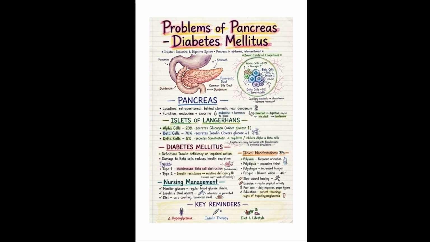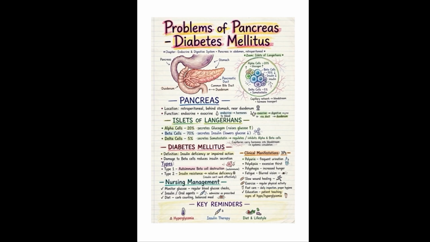Type 2 diabetes mellitus. This is due to insulin resistance. That means insulin is present in the body, but the body cells cannot use it properly. It is most commonly seen in adults, especially those who are overweight. Type 2 can be managed with diet, exercise, and oral medications. Manifestations: remember the 3 Ps. Polyuria, frequent urination. Polydipsia, excessive thirst. Polyphagia, increased hunger. Other symptoms include fatigue, blurred vision, and slow wound healing.